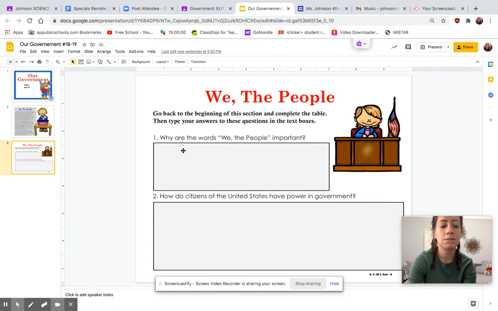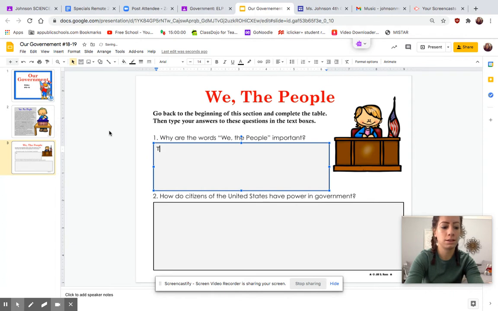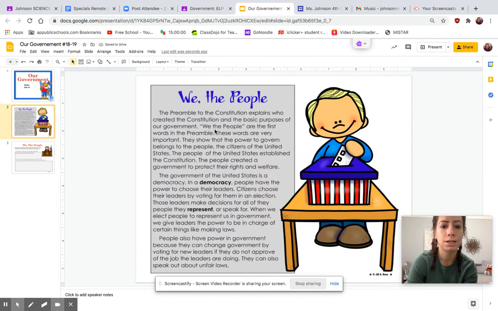So, your job right now is to look at the questions. It says go back to the beginning of the section and complete the table. There is no table. Then write your answers in the text boxes. So why are the words we the people important? I'm going to write the words we the people are important because, and then I'm going to go back to that section where it talks about the words we the people and read why it is important. And it already says here these words are very important. And why? What do they show?